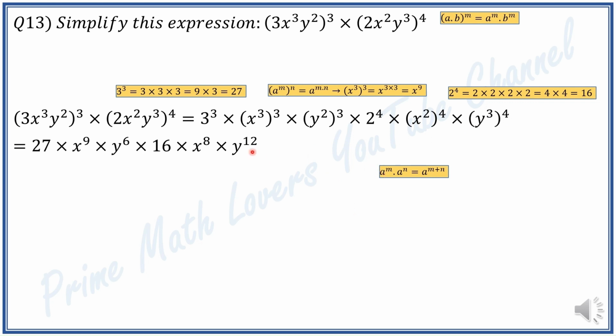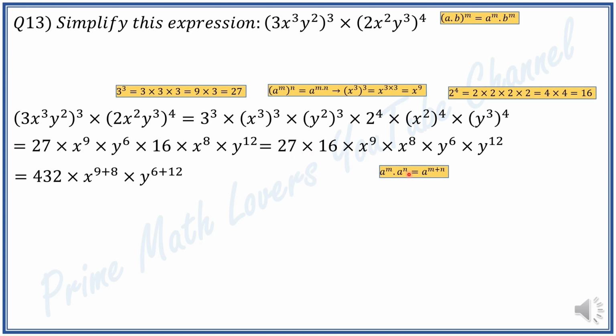There is another rule. Now, next step, we rearrange this and write it down as 27 times 16 times x to the power of 9 times x to the power of 8 times y to the power of 6 times y to the power of 12. There is another rule that says that a to the power of m times a to the power of n is equal to a to the power of m plus n. So we can add these powers together because the bases are the same. 27 times 16 will be 432, and we apply this rule.